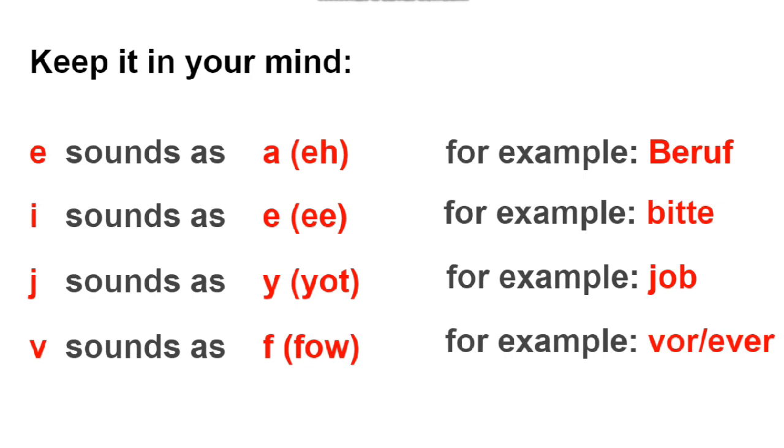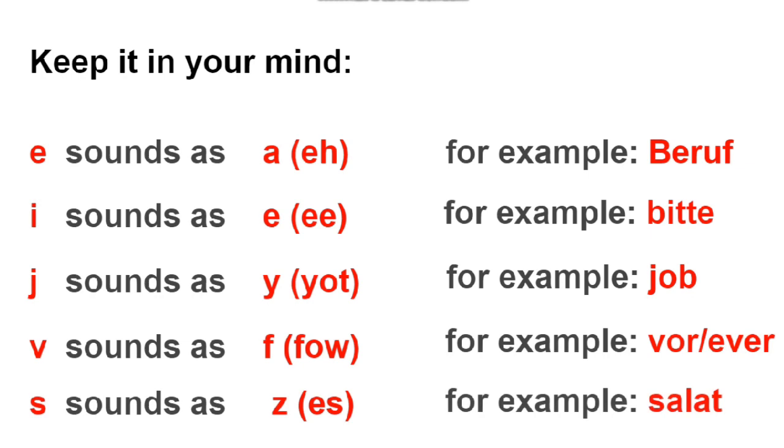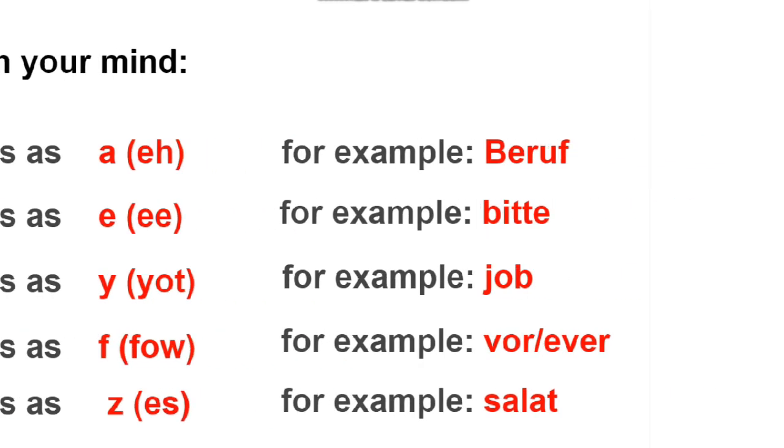Next letter is S, which sounds as Z, as in Salat. Now learn all these letters as a poem to remind you of the pronunciation of each letter. Let's start.